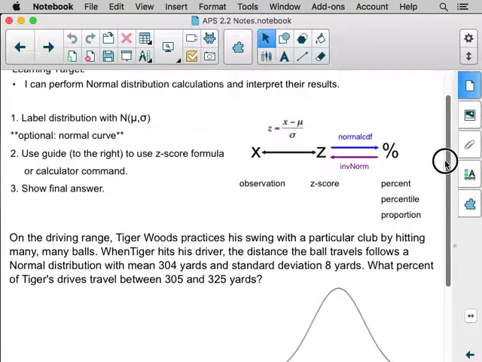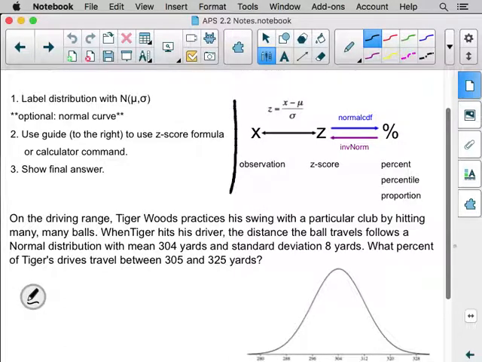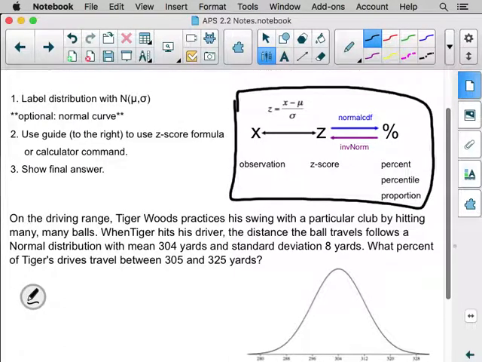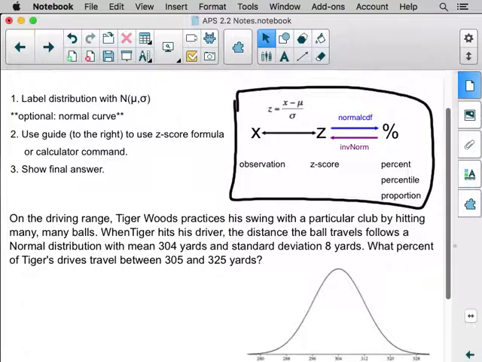One of the best pieces of advice I can give is this right here. That's kind of your little flow chart to how everything these next couple days are going to flow. There are three phases that we need to be able to go back and forth between: the observation itself, the data itself, finding the z-score, or finding a percent or percentile, proportion, whatever language they're using. You need to get comfortable today going back and forth between those different phases.